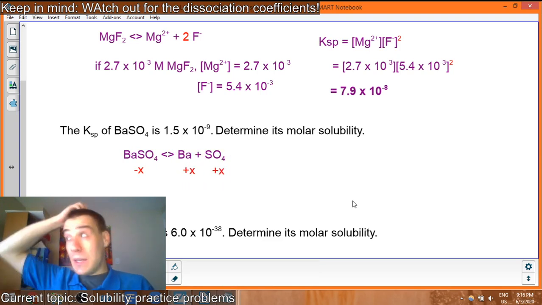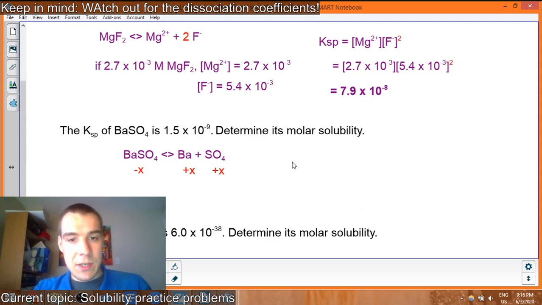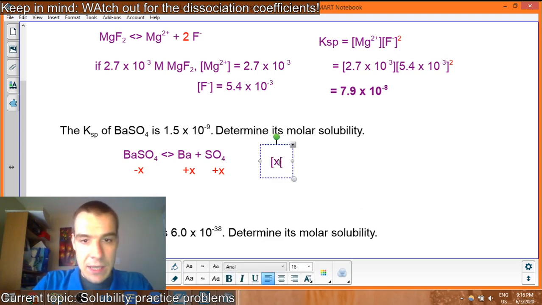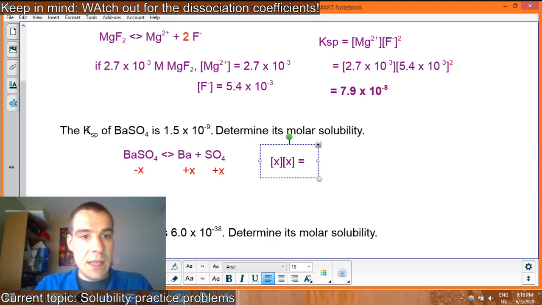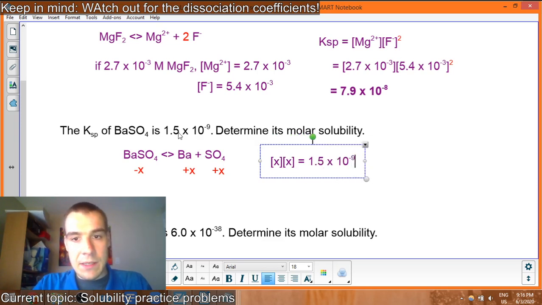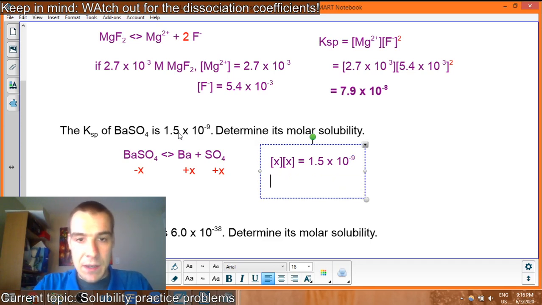And so we know then that the KSP is going to be, in this case, x times x. And that's the KSP, 1.5 times 10 to the negative 9. x times x is 1.5 times 10 to the negative 9, which means that x squared is 1.5 times 10 to the negative 9.